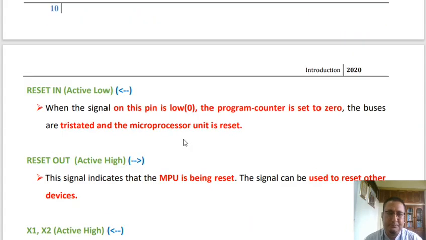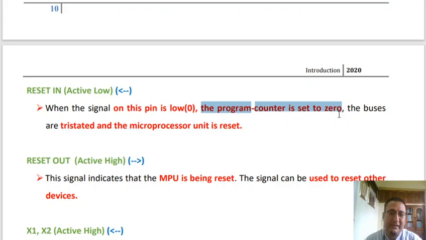Now, RESET IN is an active low signal. Whenever this signal becomes zero, the program counter is set to zero. So this is very much important.